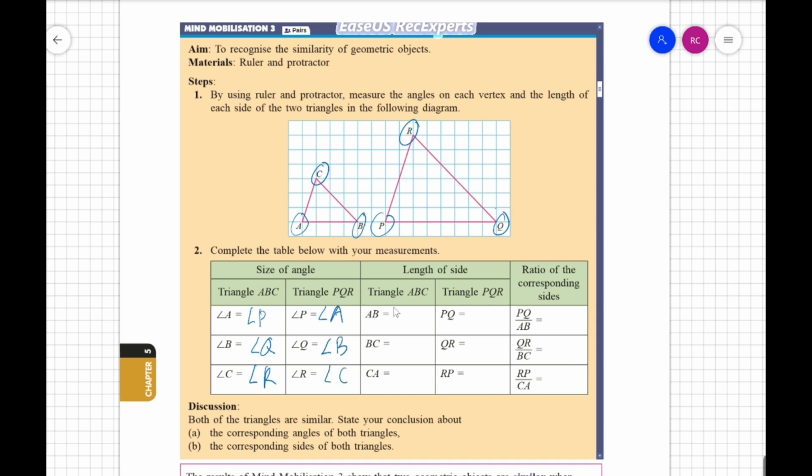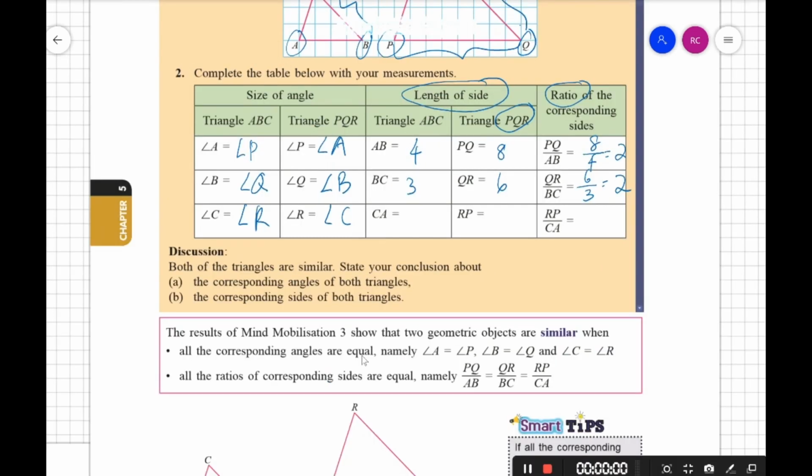Now for triangle ABC, we need to find the length of the sides. The length of AB is 4. BC, if we look at the diagonal, is 3. The rest you are going to do yourself. Now we look at triangle PQR. Same thing: PQ is equal to 8 and QR is equal to 6. When I convert them into the form of ratio, PQ over AB is 8 over 4, and QR over BC is 6 over 3. So actually the answer is equal to 2, right? I continue from the result that we found out. This one you are going to do yourself.